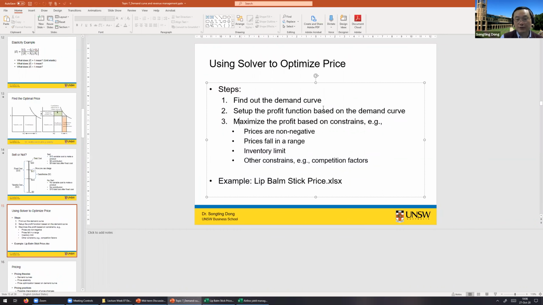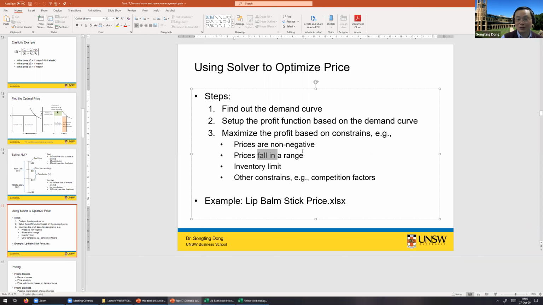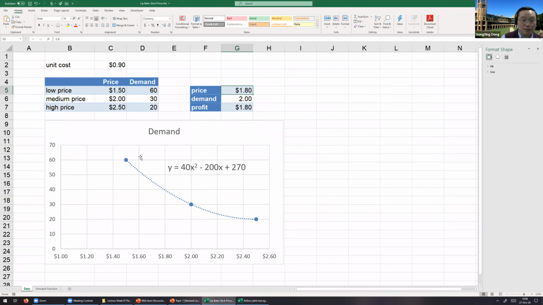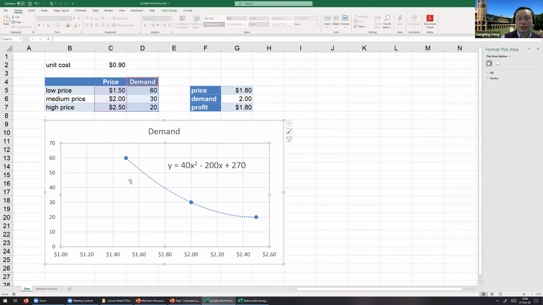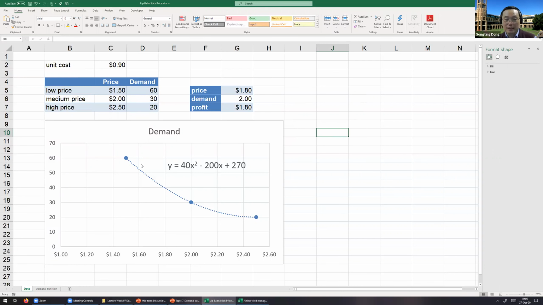We have some considerations here. When we maximize the profit, we need to make sure that the price we choose is not negative and is in a certain range. In this case, the reasonable range is between 1.5 and 2.5, because we know this area well. We got the demand curve based on this range. Outside this range, it may keep on being a curve like that or may not. We do not know, so it's most reasonable to assume that we find a price within this range.